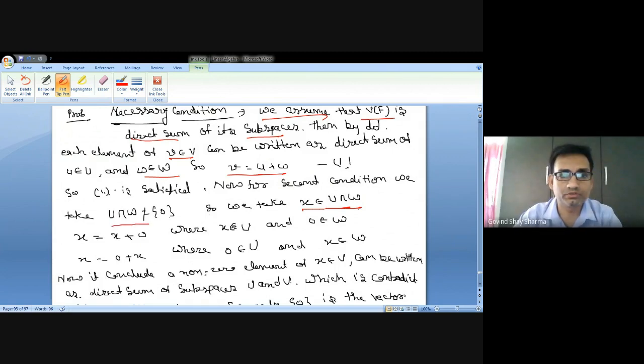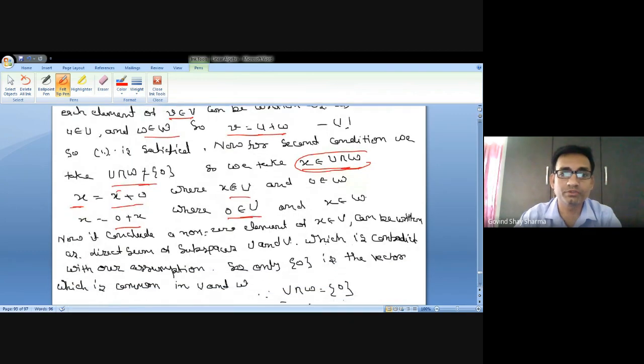We take U intersection W is not 0. So there is a common element. Let us take x as a common element. x can be written in this form and in this form. So x belongs to U, and here 0 belongs to W. So it concludes that a non-zero element x belonging to V can be written as a direct sum of subspace elements.